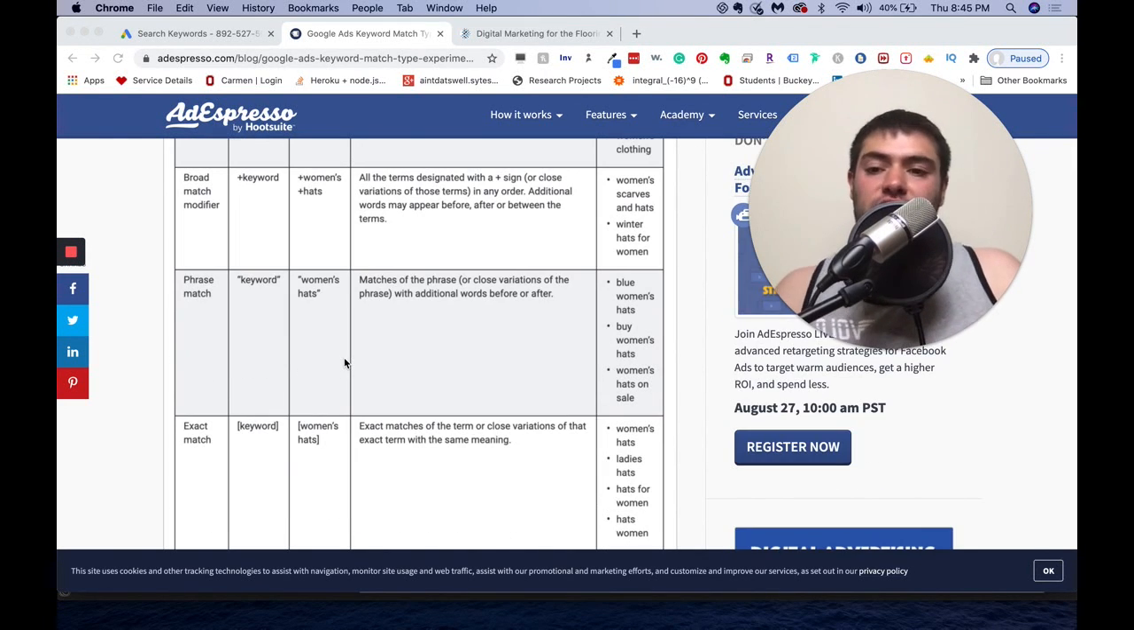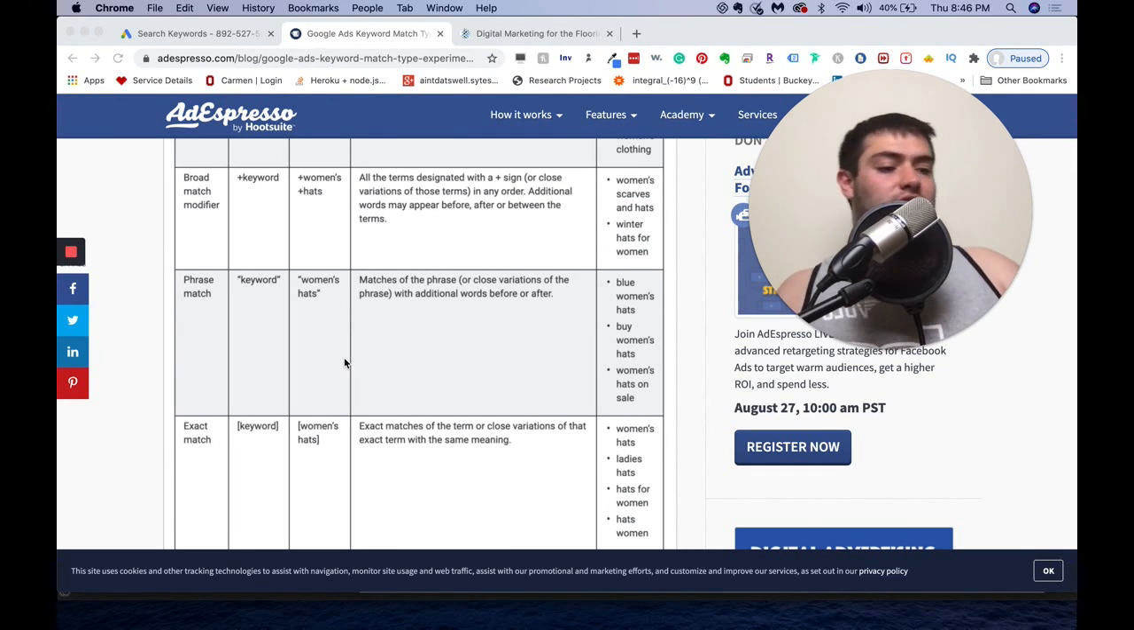So the next one is phrase match. This is where you'll put quotes around the keyword phrase, like women's hats. And then it matches the phrase or close variations of the phrase with additional words before or after. So it might be blue women's hats, buy women's hats on sale. Notice when you do phrase match, it definitely has your phrase in there. It's going to be women's hats for sure, but it might be blue, it might be on sale.